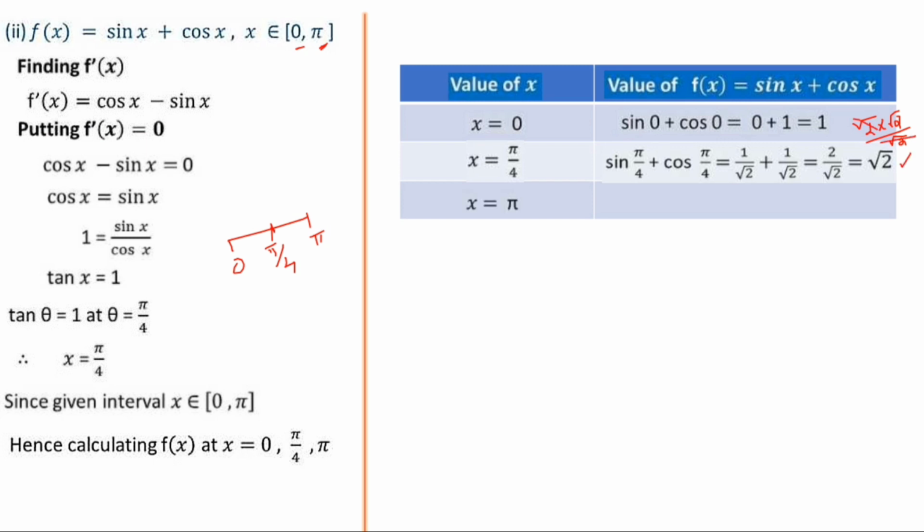Then next we have to go with substituting pi, that is sin pi plus cos pi. Sin pi is 0, cos pi is minus 1. So 0 minus 1 is minus 1. So among these three you have to find out the absolute maximum and absolute minimum.